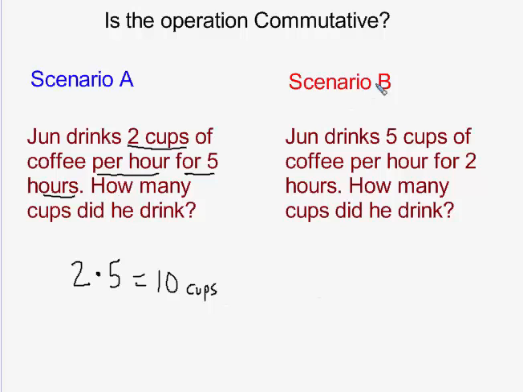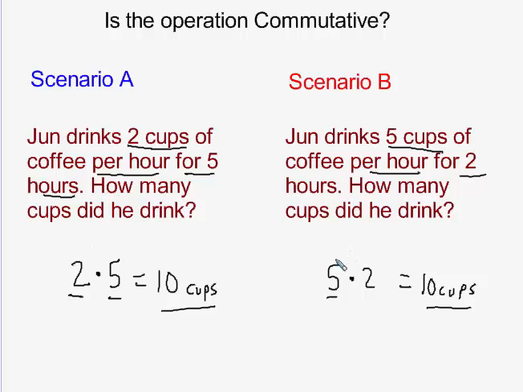And in scenario B, rather than drinking 2 cups per hour for 5 hours, suppose he drinks 5 cups of coffee per hour, but then he only does this for 2 hours. So this time the number of cups per hour that he drinks is not 2, it is 5. And then in this example, instead of him drinking coffee for 5 hours, he's drinking it for 2 hours. But 5 times 2 is 10. So notice our answer to scenario A is the same as the answer to scenario B. And the reason that we have the same answer is that multiplication is commutative.